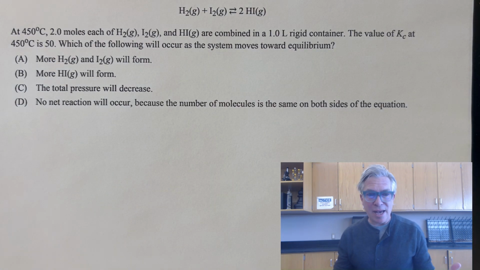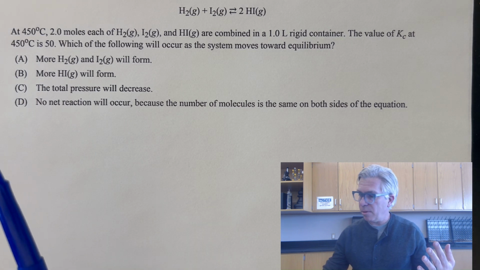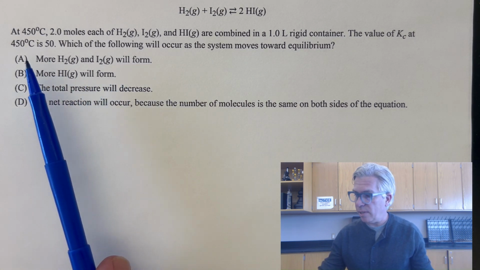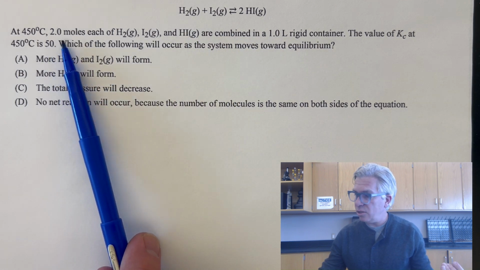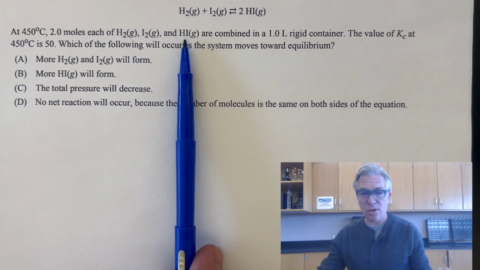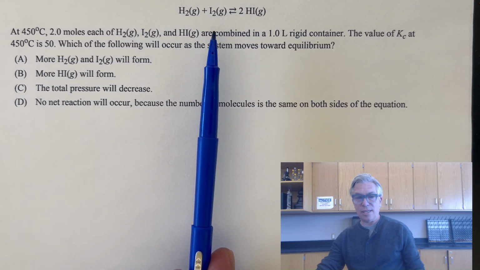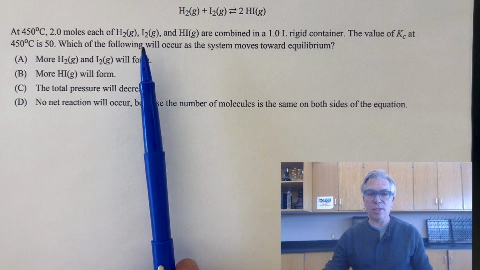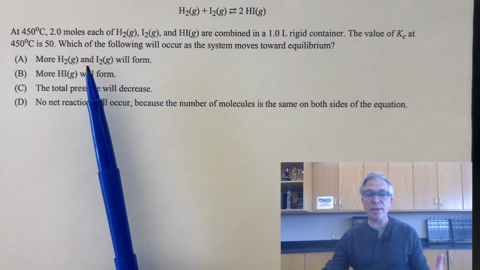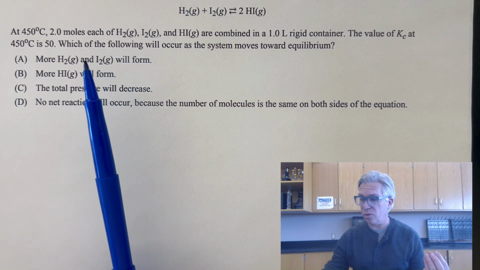Sometimes you have to do some quick math, either in your head or on your paper, to answer these questions. So we have, again, an equilibrium reaction. 2 moles each of hydrogen, iodine, and HI are all placed in a rigid container. And we want to know what will happen as the system moves toward equilibrium. Here's where we have to use the value of Q, the reaction quotient.